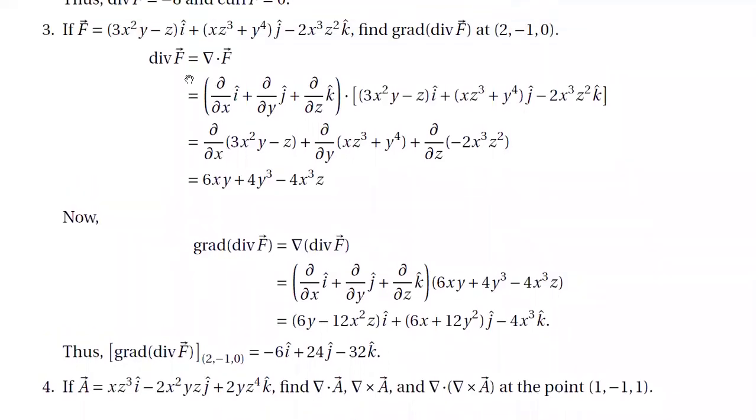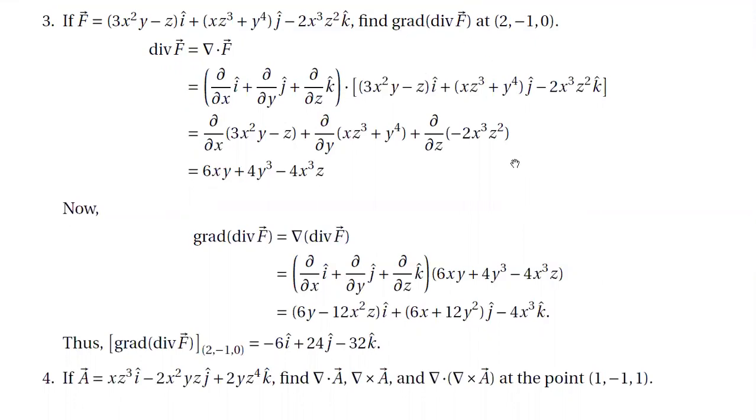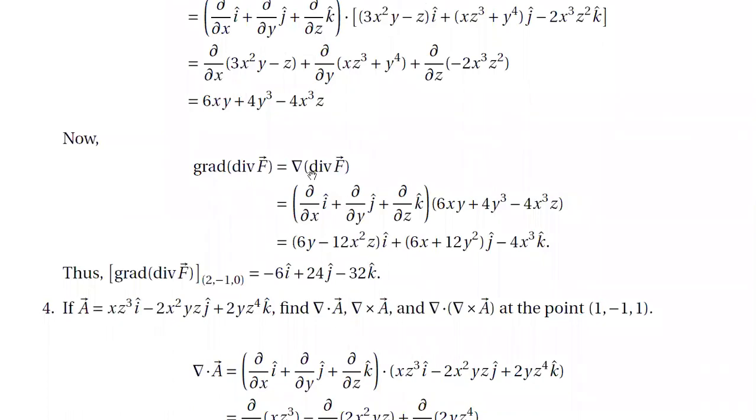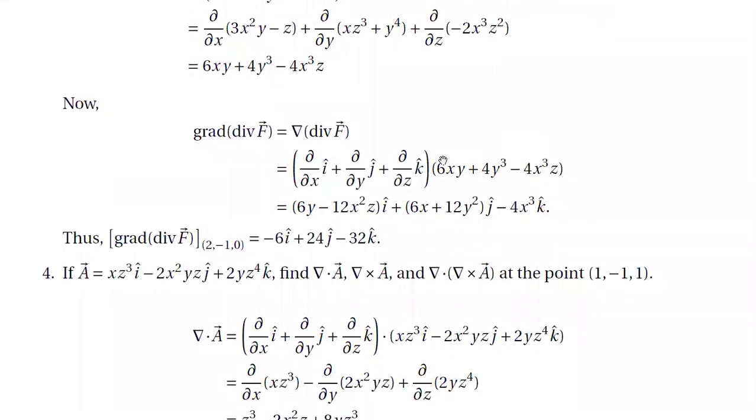Now after calculation of divergence of vector f, what we have to calculate next here is gradient of divergence of vector f. Gradient of divergence of vector f is equal to del of divergence of vector f. Please note, del or gradient can be calculated for scalar point functions only. So this is a scalar here. What is del? Del is equal to dou by dou x i plus dou by dou y j plus dou by dou z k. And divergence of vector f is here, that is 6xy plus 4y cube minus 4x cube z.